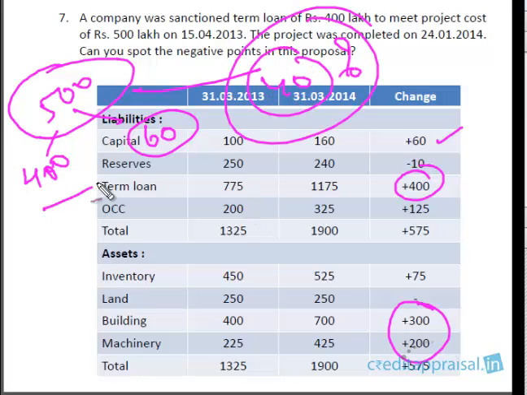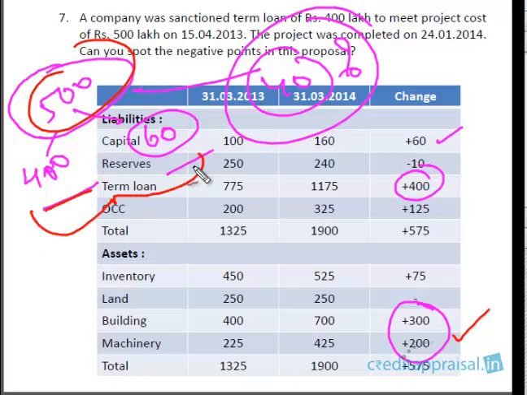Right? So 400 plus 60 is 460. But still there is a shortfall of 40. We are saying the promoters didn't bring in the margin. Bank sanctioned only 400. So where did the 40 come from? Because the project is completed. Because 500 was spent. Bank and promoters have put in only 460. So who brought in the balance 40 to ensure that the project was completed? From where did this 40 come in?